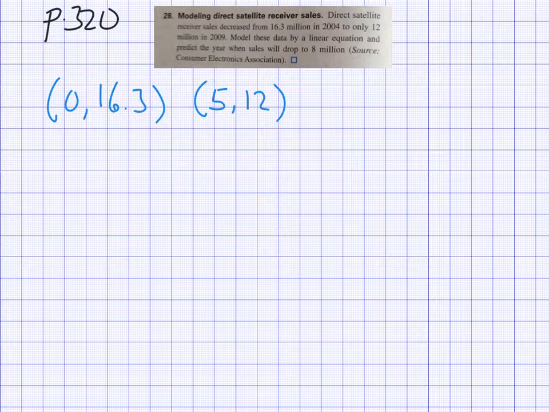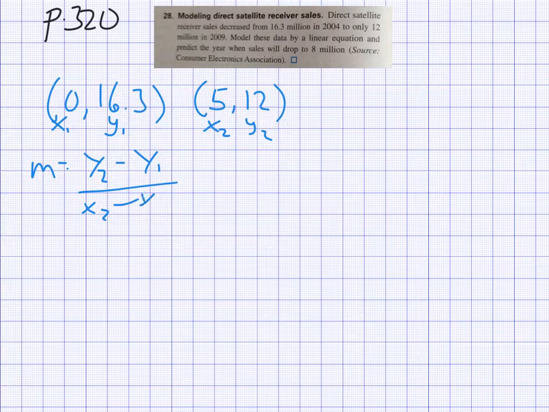Now it says model these data by a linear equation and then use it to do a prediction. We need to come up with the equation of a line, and let's shoot for y equals mx plus b, because it's actually the best form to have it in. Now we only have 2 points. No matter what, we're going to need a slope, right? We don't have a slope yet, but we have the slope formula that lets you take 2 points and calculate the slope. We're going to call this point x1, y1, and this one x2, y2, and plug this into our slope formula. m equals y2 minus y1 over x2 minus x1.